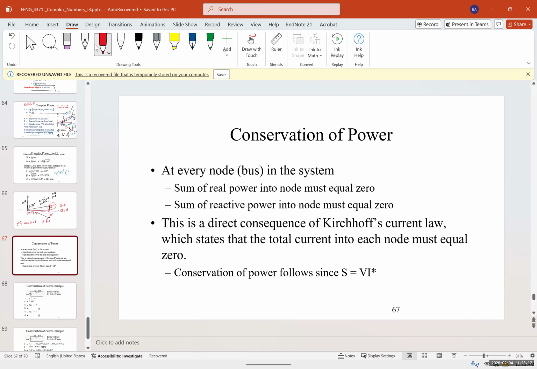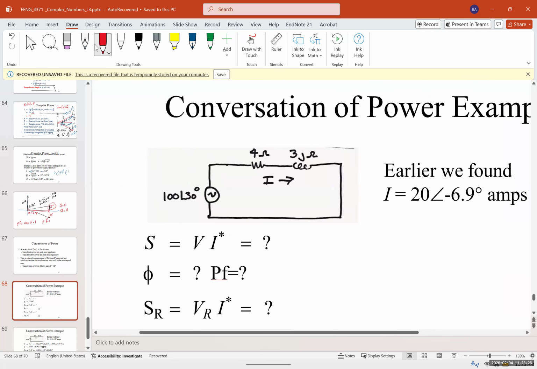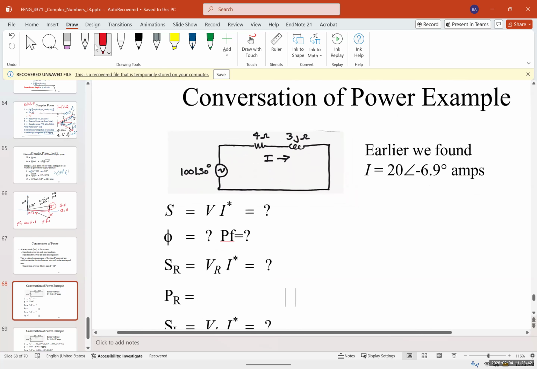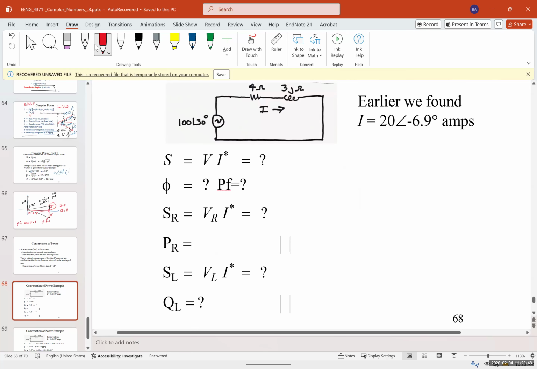Now, following the examples that I gave, let's solve another problem. Imagine we have this; we already solved for this. We have a load, and the load has a voltage of 100 with an angle of 30 degrees. Resistance is 4. Inductance is 3j. We want to find our complex or apparent power S. We want to find phi. We want to find the power factor. We want to find the apparent power in the resistor, or the power consumed by the resistor. And we want to find the power consumed by the inductor as well.